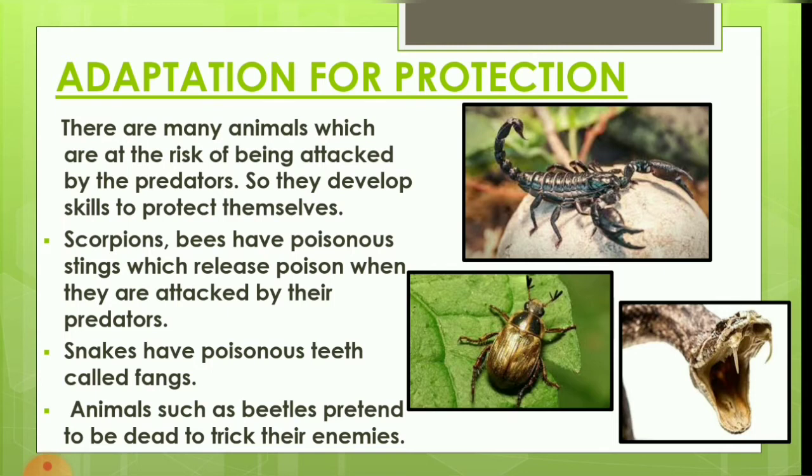There are many animals which are at the risk of being attacked by the predators. So they develop skills to protect themselves. Now these animals are always at the risk of being attacked. They always feel that some attack is going to happen to them. So to protect themselves, they develop some special features in their body.